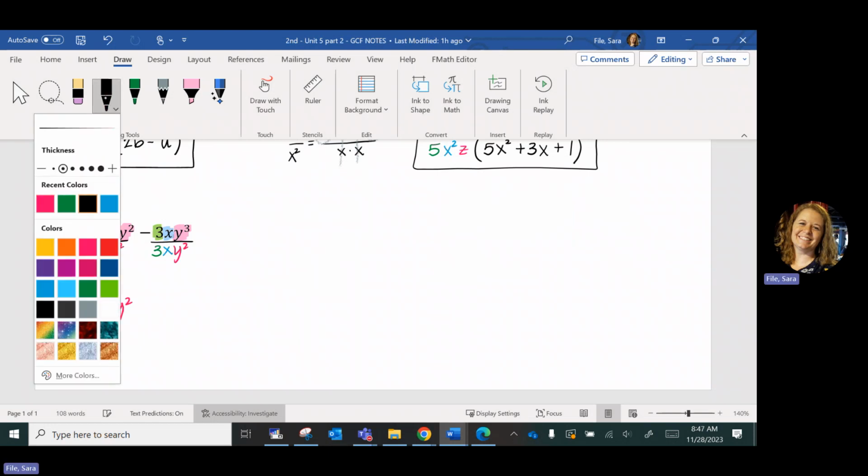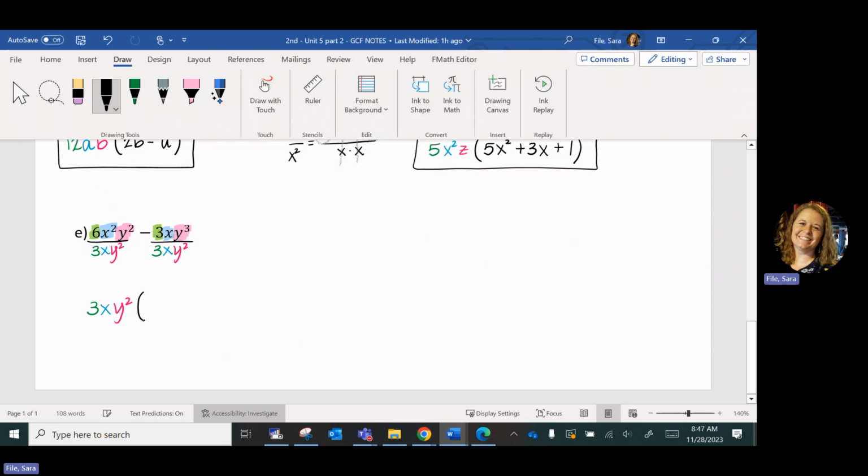And then I'm ready for figuring out my leftovers. So what is 6 divided by 3? X squared divided by x. Good. Y squared divided by y squared. Yeah, that reduces to a 1. I don't need to write it because 2x times 1 is still just 2x. All right, what's 3 divided by 3?